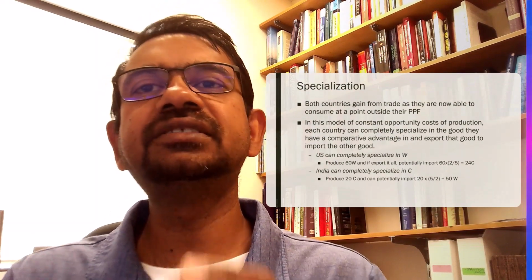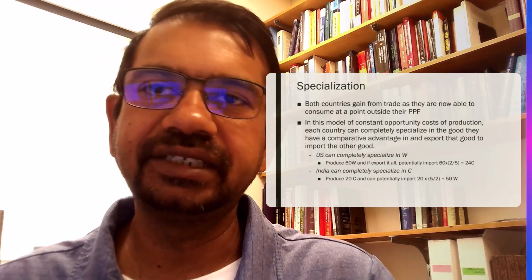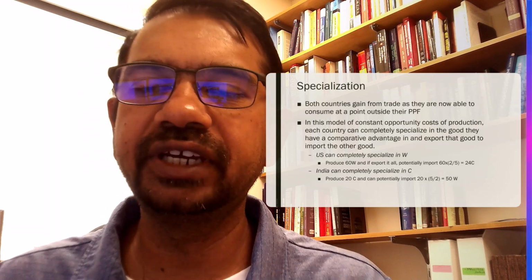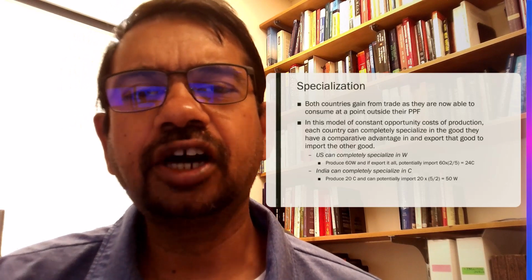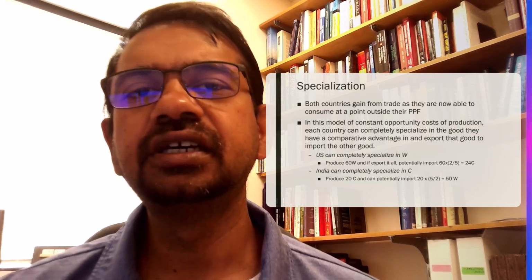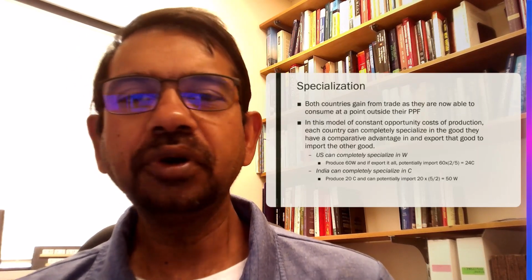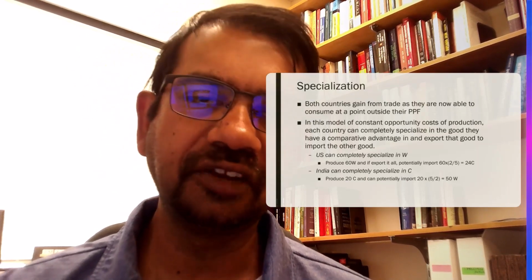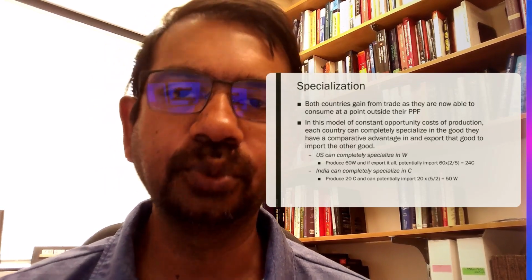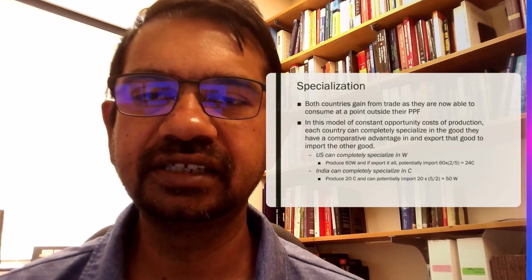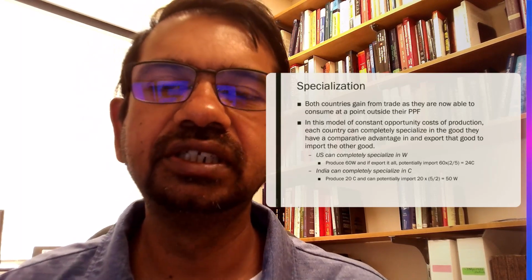Now here we assumed that both these countries are dividing half of their workers between these two goods. But because the opportunity cost of production does not change with how much production of computers or wheat takes place, both these countries could specialize in the good in which they have the comparative advantage. In this case, the US would completely specialize in wheat, and India would completely specialize in computers. And they could, in theory, export all of that good to get the other good.